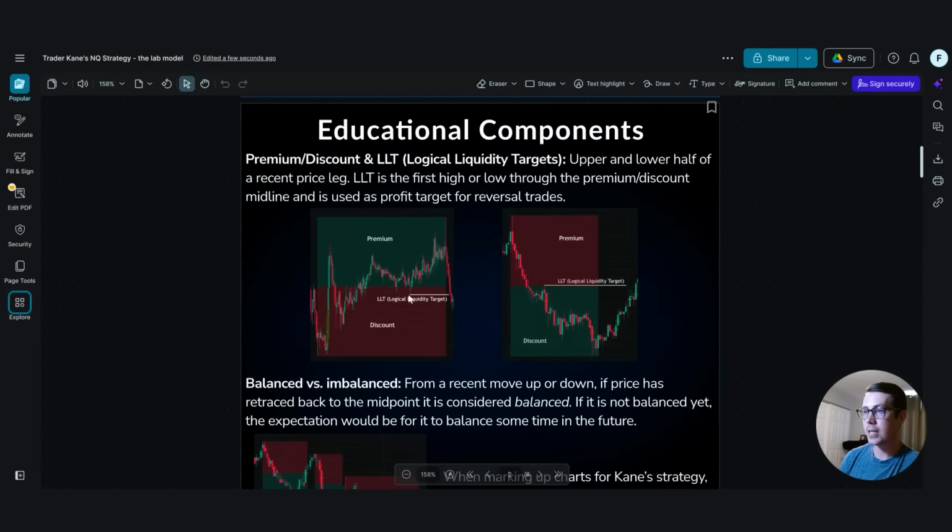And so he has this LLT, you'll see me mark it in the charts. It's just a logical liquidity target, basically the first low back in discount or the first high back in premium. And this is his primary take profit that he uses for his reversal trades.